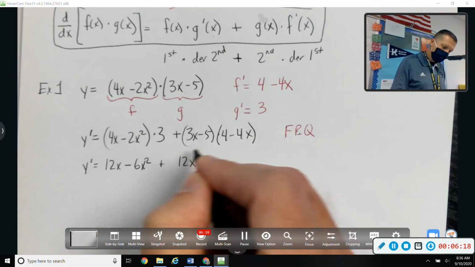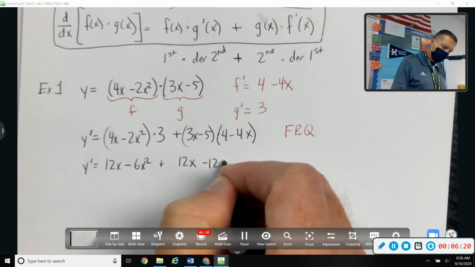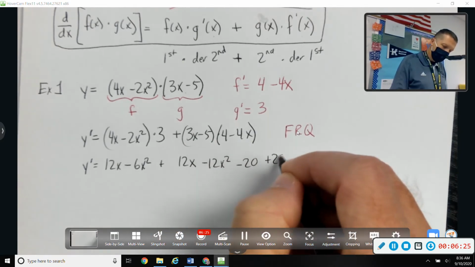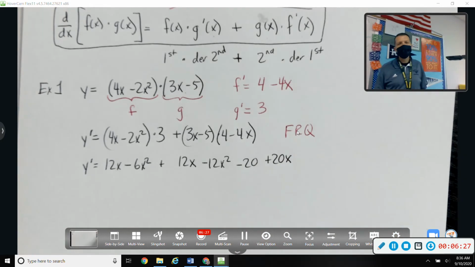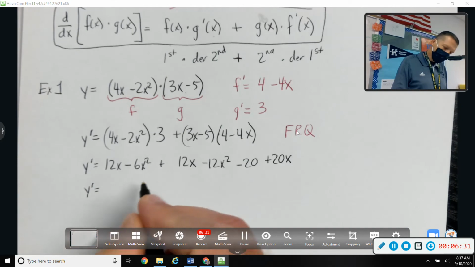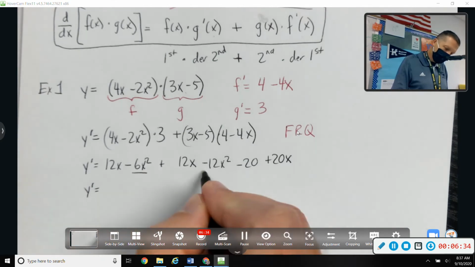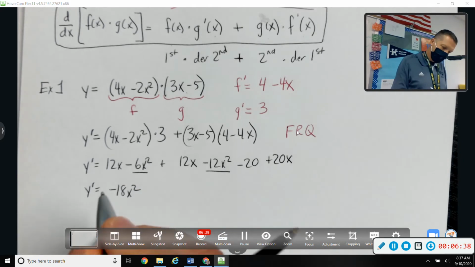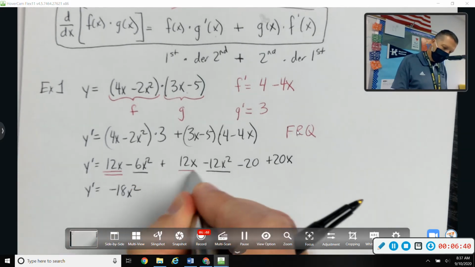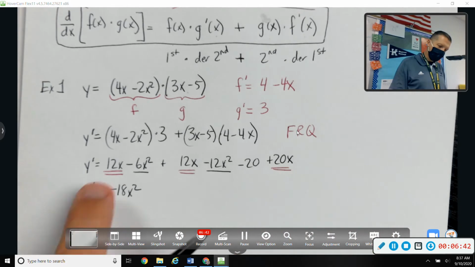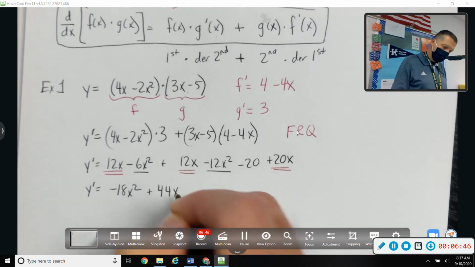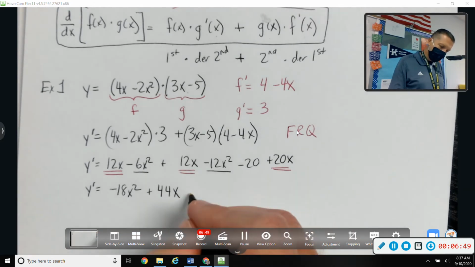12x minus 12x squared minus 20 plus 20x. Again, this is all algebra cleanup at this point. Looking for like terms. Negative 18x squared. 12x and 12x and 20x would be 24 plus 20 is 44x. And then the only thing left is the minus 20.